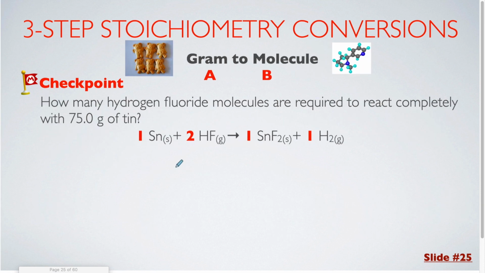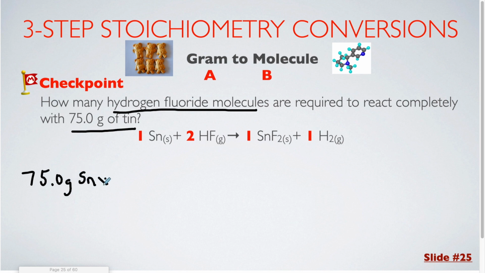For my next checkpoint question, we are looking for hydrogen fluoride molecules, which are required to react completely with 75.0 grams of tin. So I'm going from grams of substance A to molecules of substance B. I'm going to write out my 75.0 grams of tin. Tin is Sn. I'm setting up a 3-step conversion.